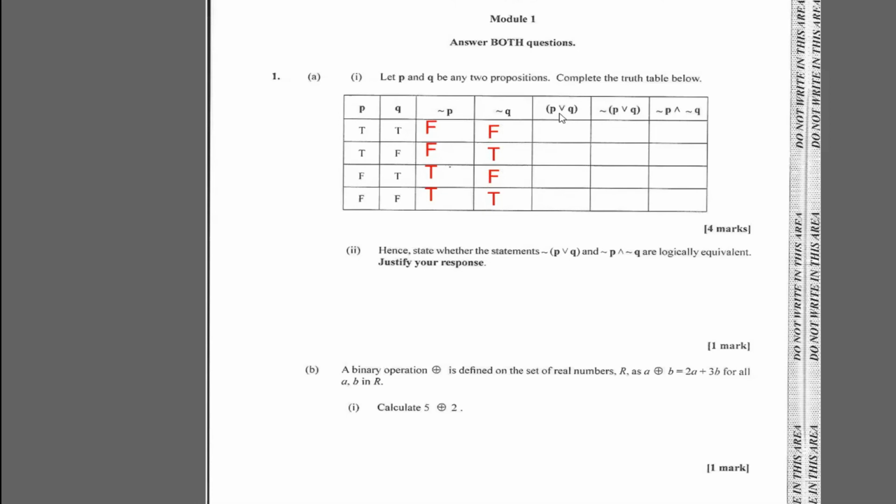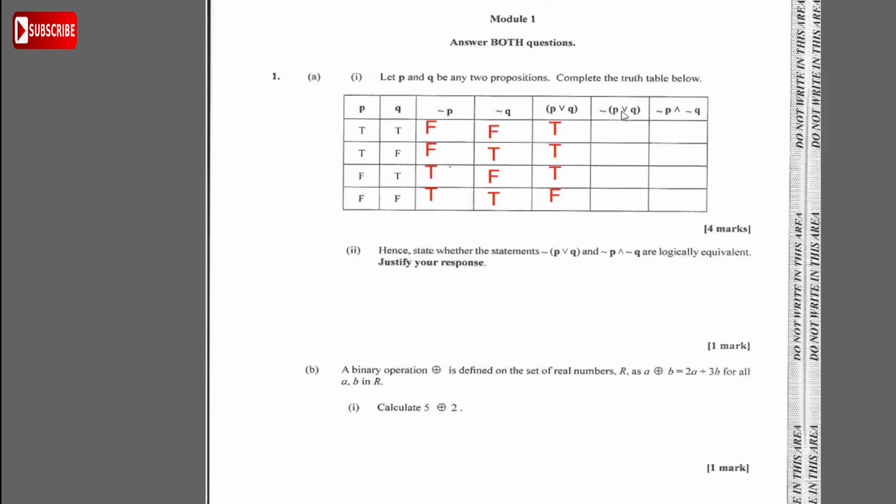All right, P or Q, it's only going to be true when either is true. So true or true is true. True or false is true. False or true is false. And false or false is false. So that's what we get.